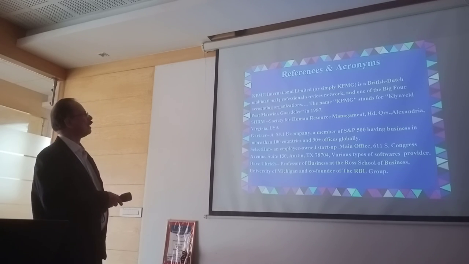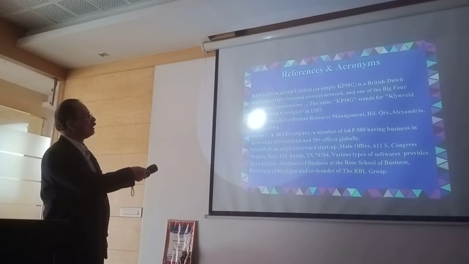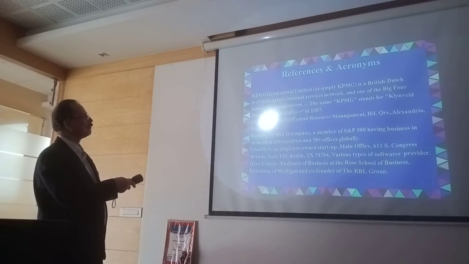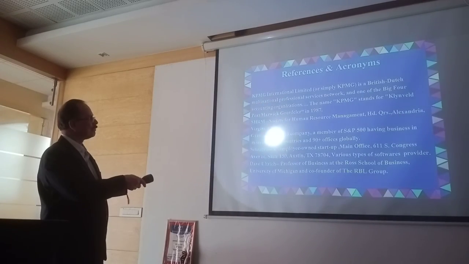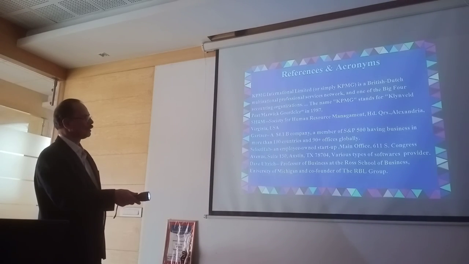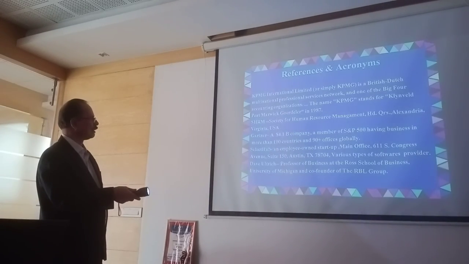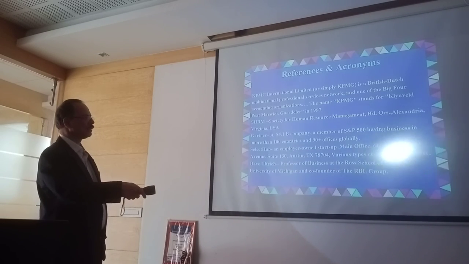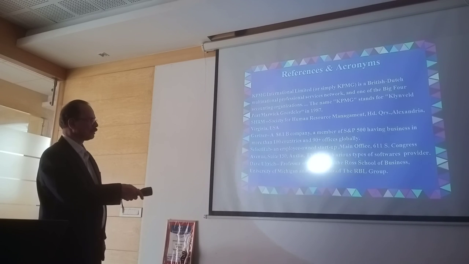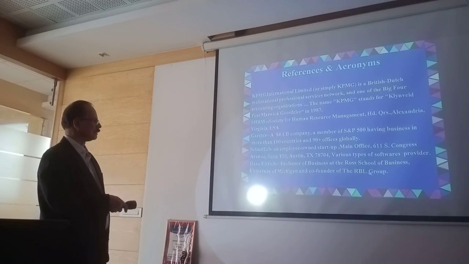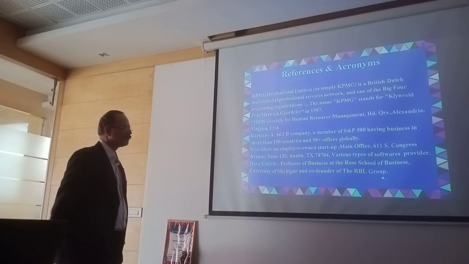And then this is KPMG International Limited, a British-Dutch multinational professional services network, one of the big four accounting organizations. SHRM is the Society for Human Resource Management, Alexandria, Virginia. Gartner again, a 4.1 billion dollar company with business in 100 countries. Select HR, you have seen some survey results I have given, an employee owned startup, main office on Congress Avenue, Austin. Dave Ulrich, professor of business at the Ross School of Business, University of Michigan, and co-founder of RBL.